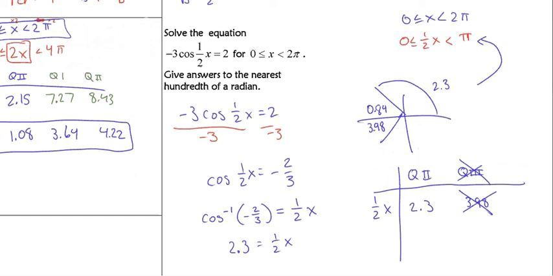So then we're looking for where x itself is. And so how would I get x by itself? I'm going to multiply everything by 2. 1/2 times 2 is 1, and that times x is x. And 2.3 times 2 is going to give us 4.6. 4.6 radians is our answer there. Hope that helps.